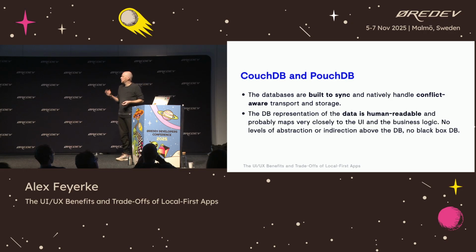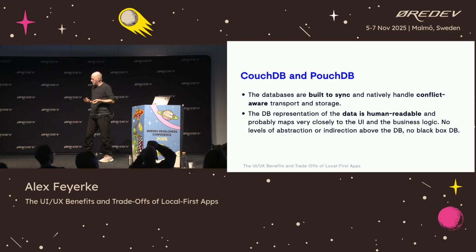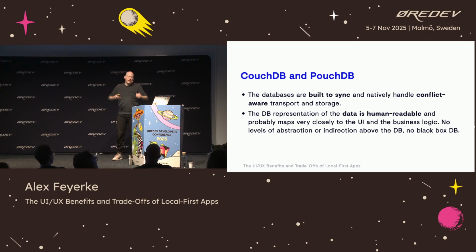You always need the software layer on top to be able to access the things. And that's not the case in CouchDB and PouchDB, which is something I personally really like, is that the data representation in the database maps very closely to what the data looks like in the UI. It's not a black box with lots of levels of abstraction on top.